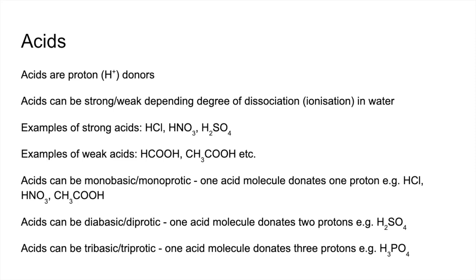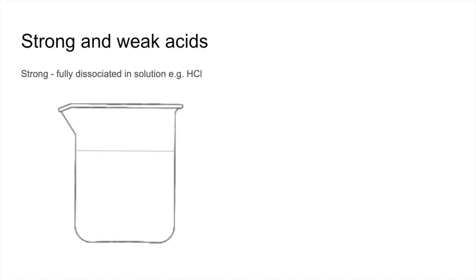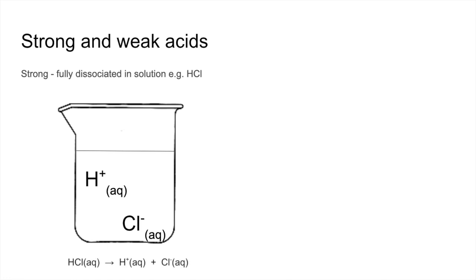So we'll take a closer look now at strong and weak acids. Strong acids are fully dissociated in solution, for example hydrochloric acid. So if you had a beaker with hydrochloric acid in, it would completely split up, dissociate into its ions. So in that beaker you would have aqueous H+ ions and aqueous Cl- ions. So we use the single-headed arrow to represent full dissociation.